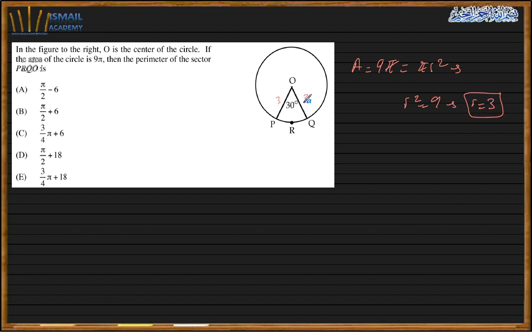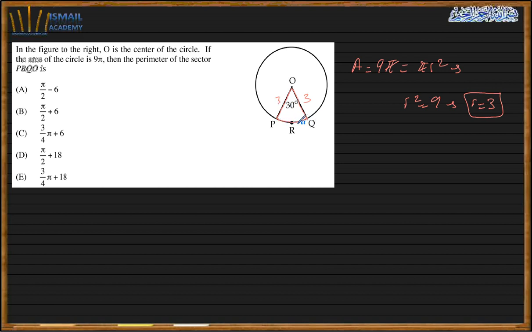This is 3, this is 3. Now, the perimeter of the sector: we're looking for the perimeter of this sector. What is the sector? I'm talking about this sector here, here, here, and here. I already know two sides, which are 3 and 3, so let me already have this part. I need to find out this part.